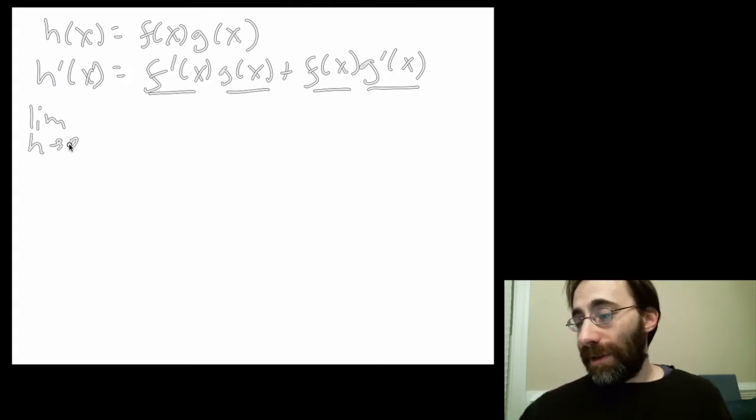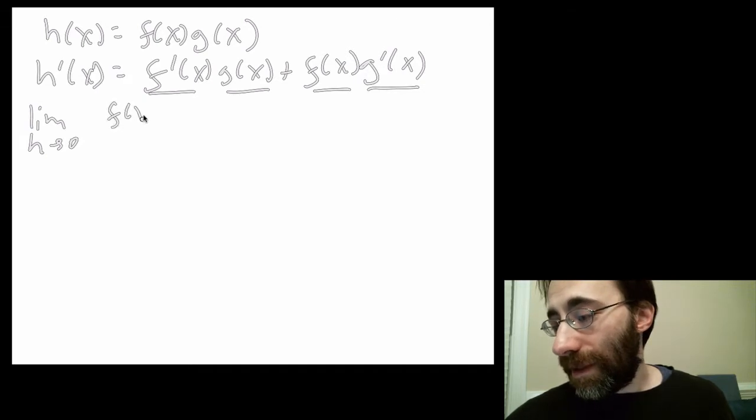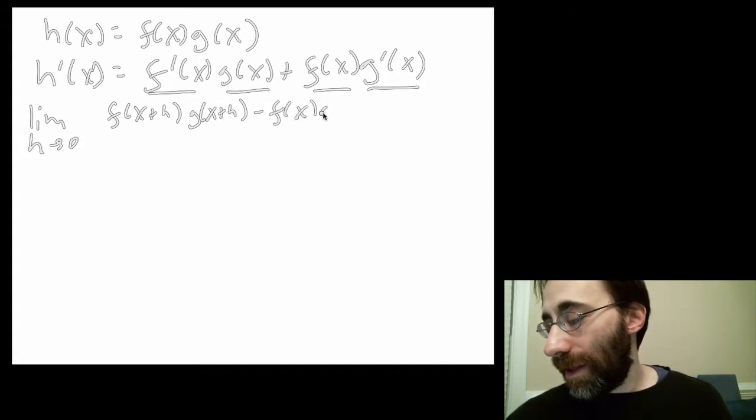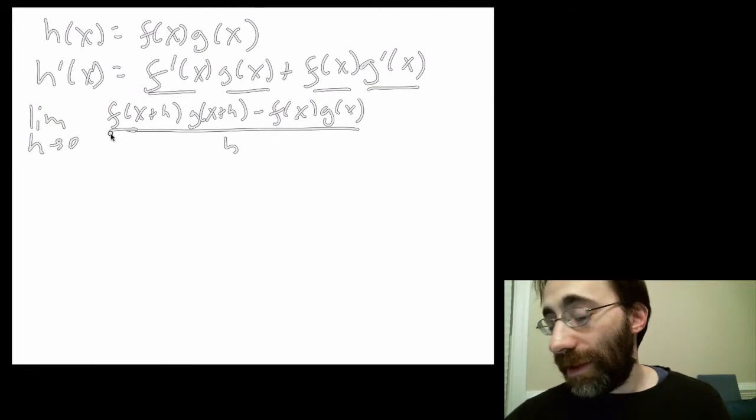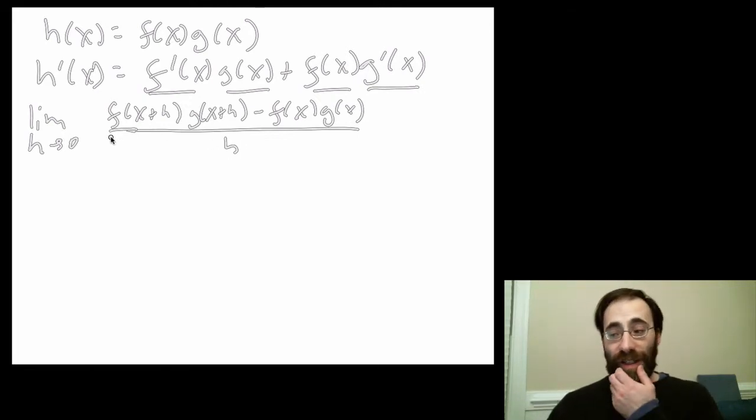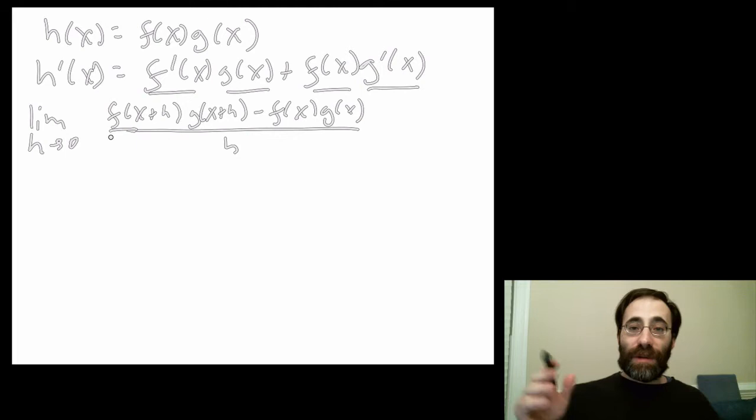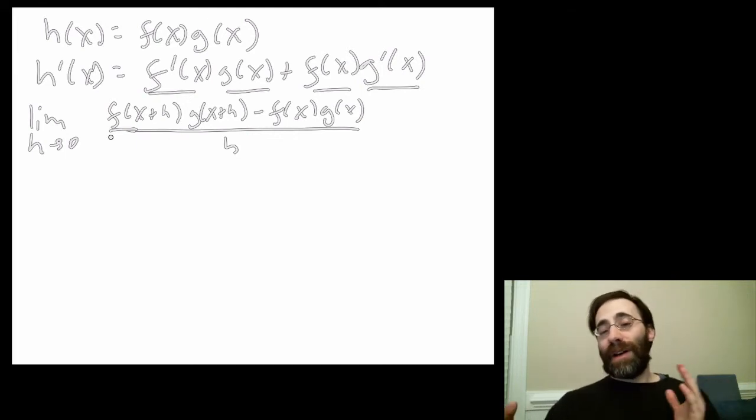The limit as h goes to 0 of f of x plus h times g of x plus h minus f of x times g of x, over h. There's the definition of the derivative in this case. For f times g, you plug in x plus h in the first term, you plug in x in the second term, you subtract, you divide by h, you take a limit. Same thing we've been doing.